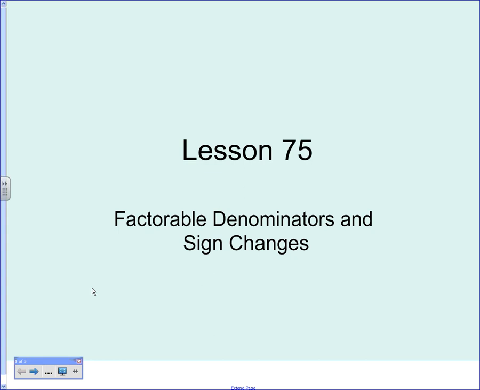We're looking at lesson 75 today. We're looking at factorable denominators and sign changes.